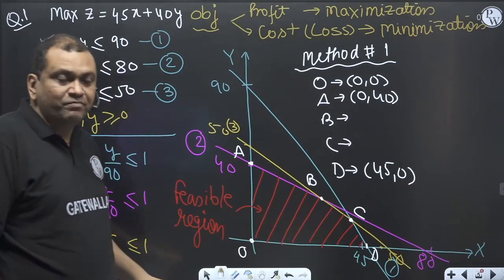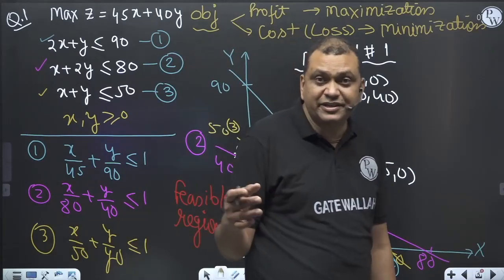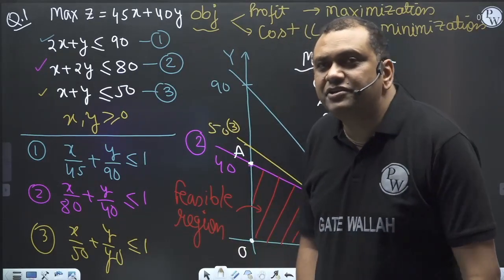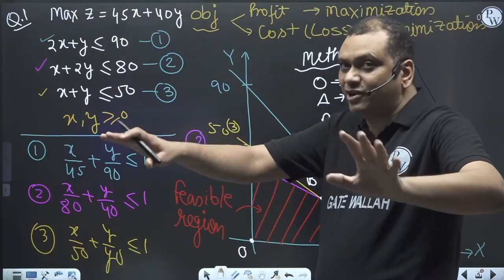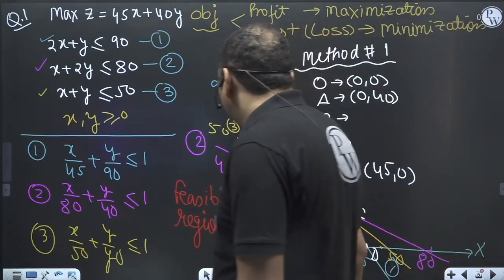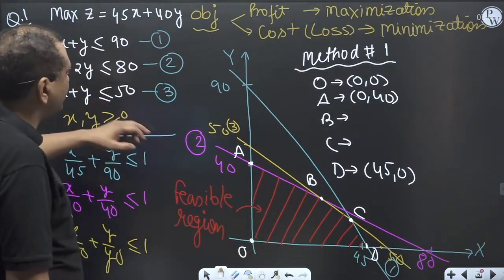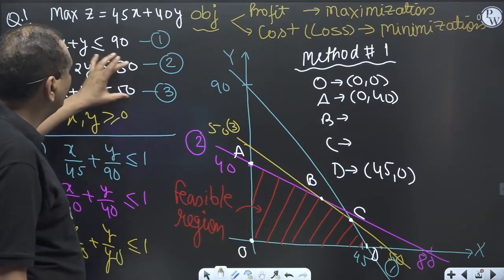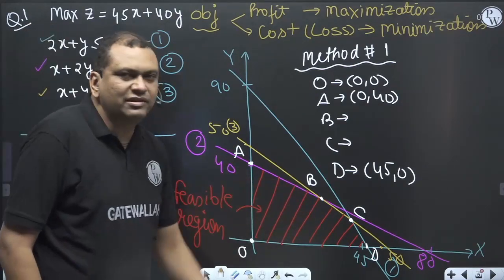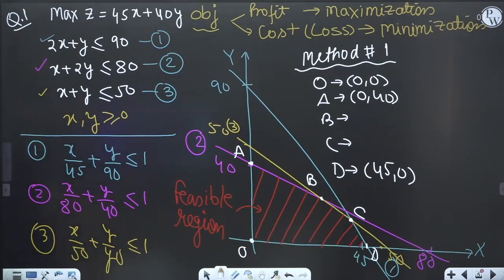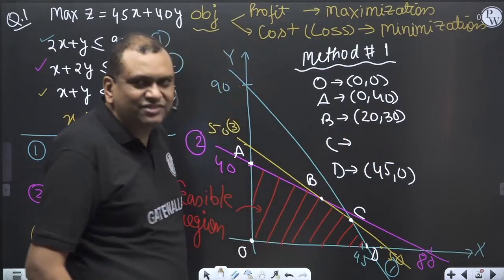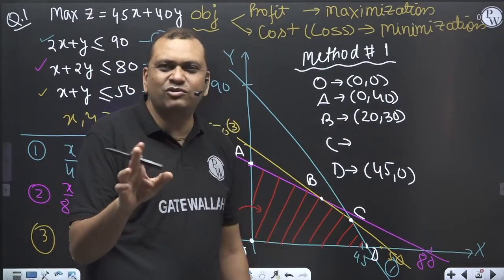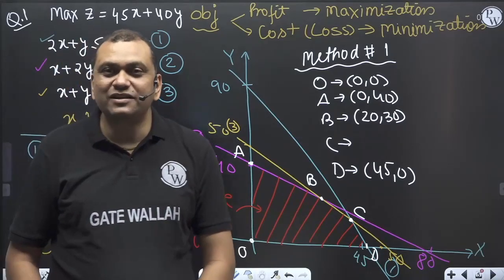Solve these two equations. Because it is a one-shot recorded series, otherwise in the live lectures we give time to the students to solve. So in the one-shot series also you should have a calculator and rough copy with you, okay? So now find out the intersection point of 2 and 3, and find out the coordinate B. I have the solution. It is (20, 30). Generally in the one-shot series, I am giving some small 20 or 30-second breaks so that you can solve it.